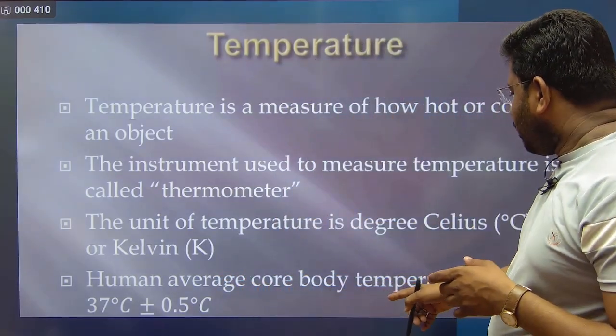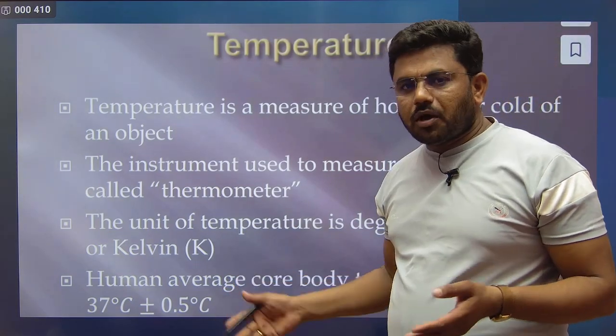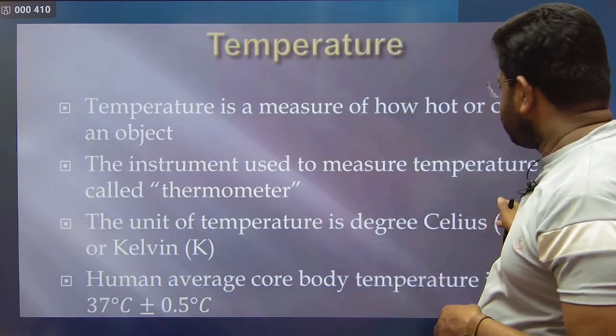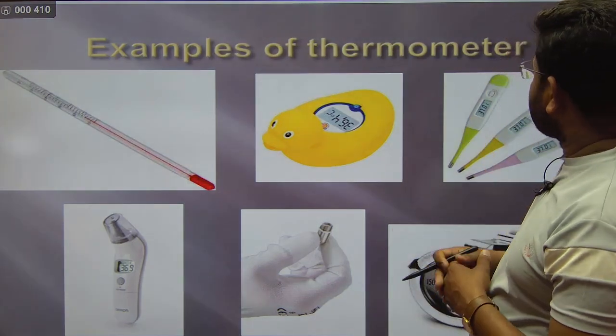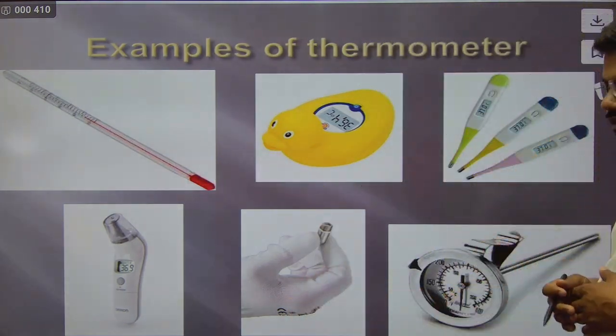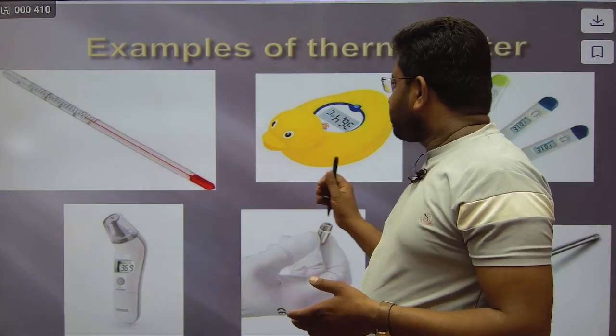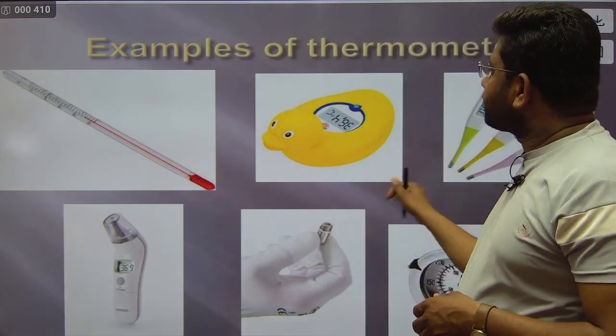Human average core body temperature is 37 degrees, as you know, plus or minus 5 degree Celsius. Now examples of the thermometers: laboratory thermometers, clinical or digital thermometers. In day to day life we use these types of thermometers for counting temperature.